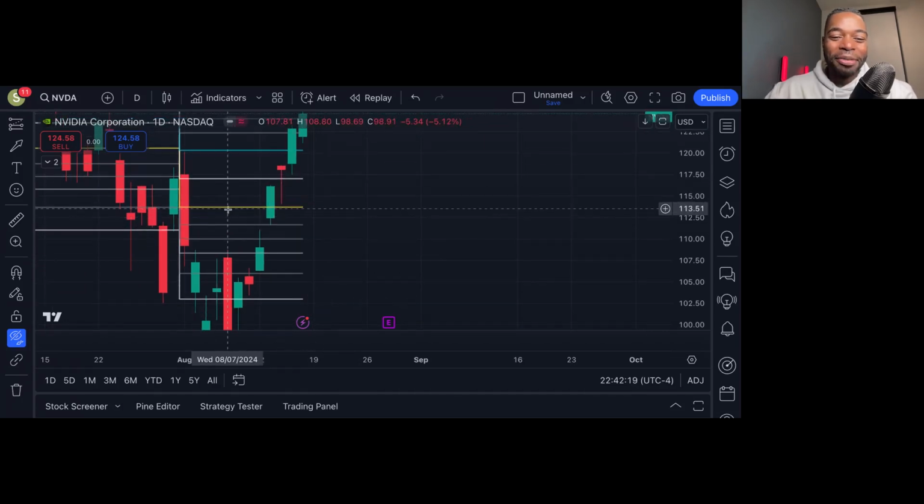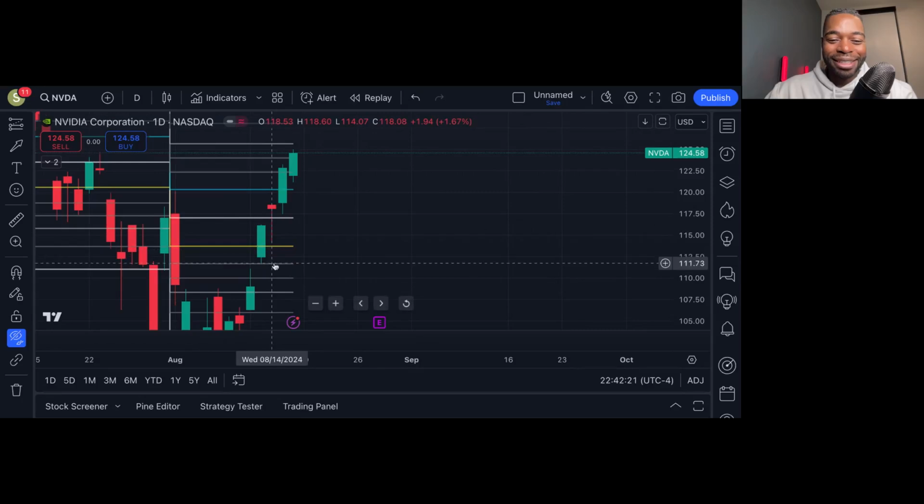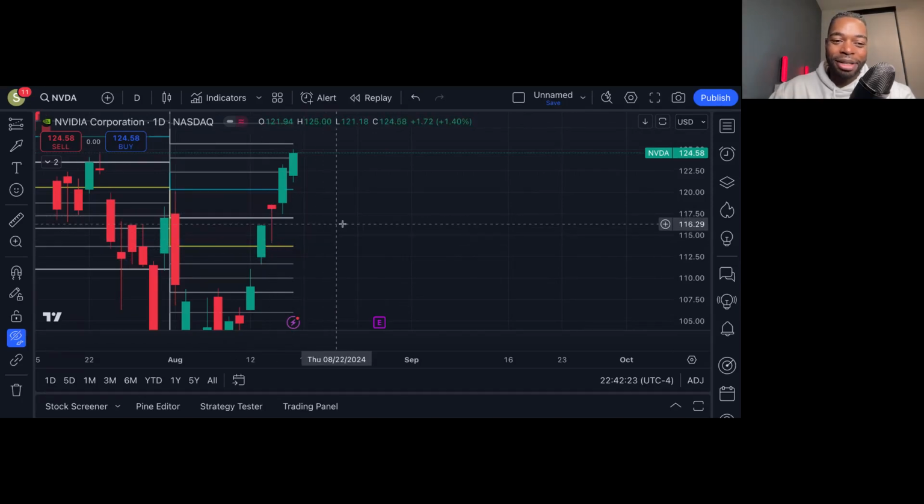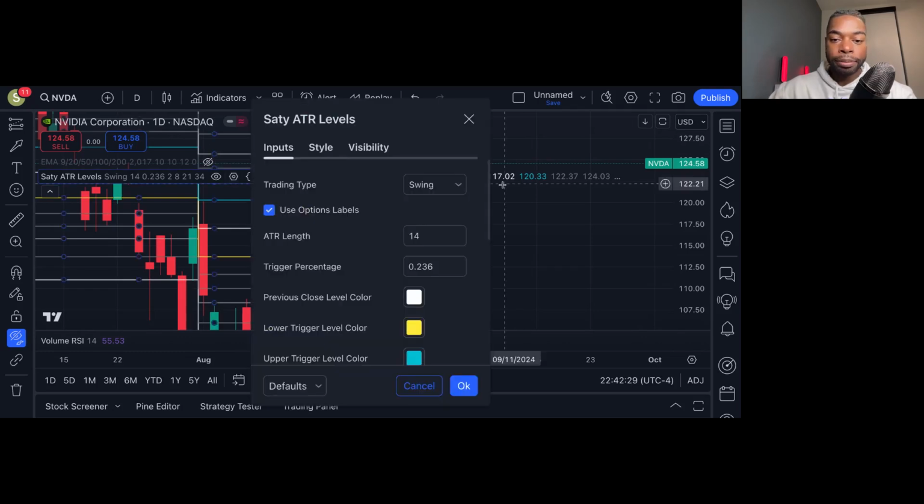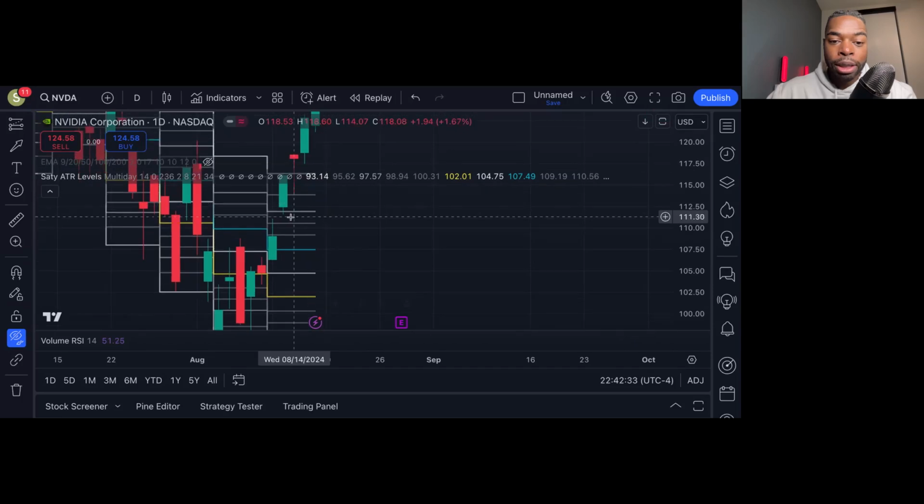Anyways, so that's the upside move, that's the downside move, middle of the month. Good stuff. And you can calibrate this for different times. So this is the swing, which calibrates the expected move for the month. If I go to multi-day, it calibrates the expected move for the weeks. So you can see it gets smaller.